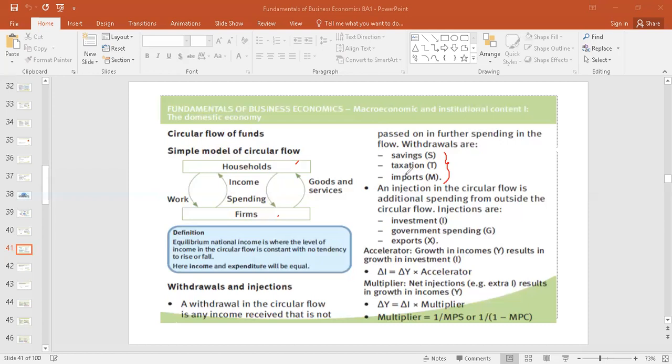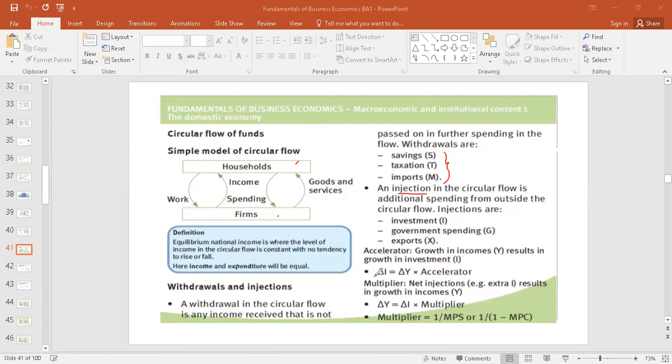Similarly, anything injected into the circle, like additional investment, is an injection. Government also spends something, that is government spending. And out of the goods and services produced here, some are taken out, so that the income generated out of exports is injected into the circuit.